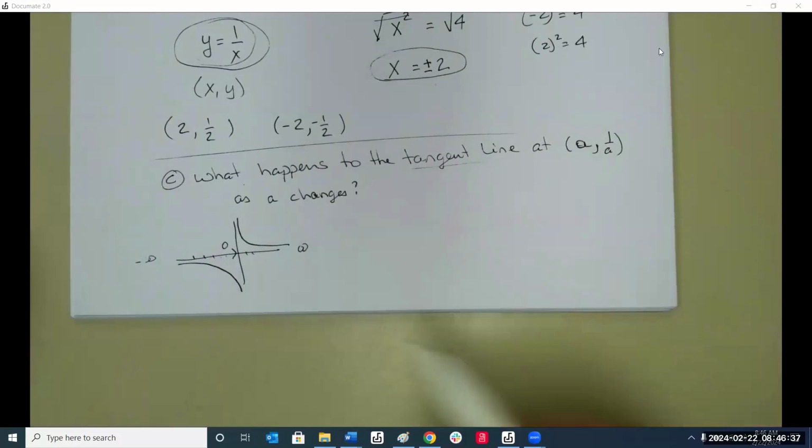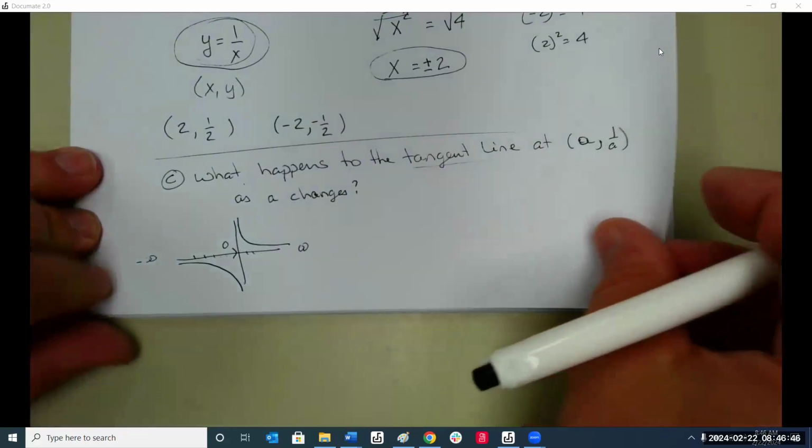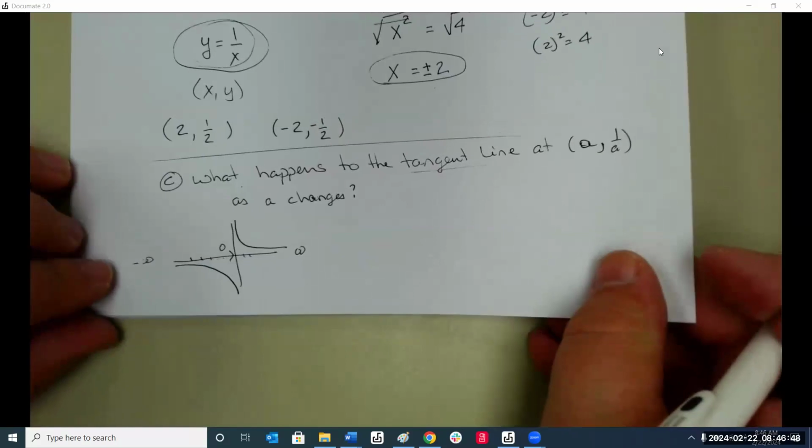Because this is an odd function, so it's decreasing constantly. All right, let's look at the next one. Well, let's move on to the same. Any questions about that?